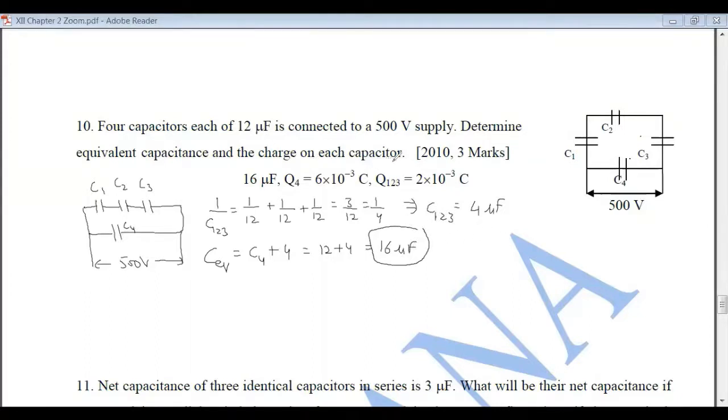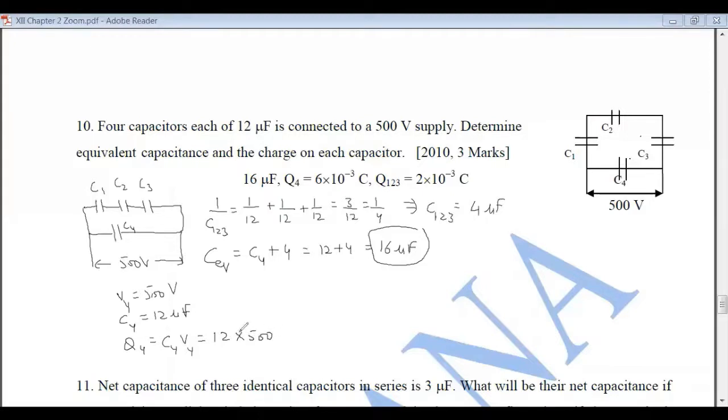Now you also have to find the charge on each capacitor. So C4 will get a potential difference of 500 volt. So V4 is also equal to 500 volts. Why? Because this C4 is in parallel to C123, and in a parallel combination they get the same battery voltage. So V4 is 500 volts and C4 is 12 microfarad. So here you can find Q4. Q4 is equal to C4 into V4, that is 12 microfarad into 500 volts.